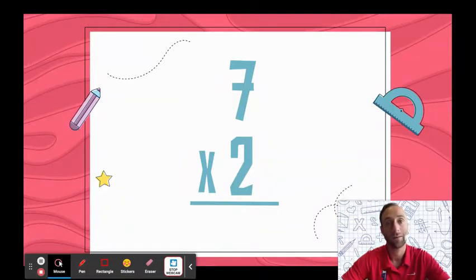All right, nice job there with our sevens. As always, make sure we are heading on to Reflex Math through our Clever account to continue to grow and get better with our fluency each and every day.